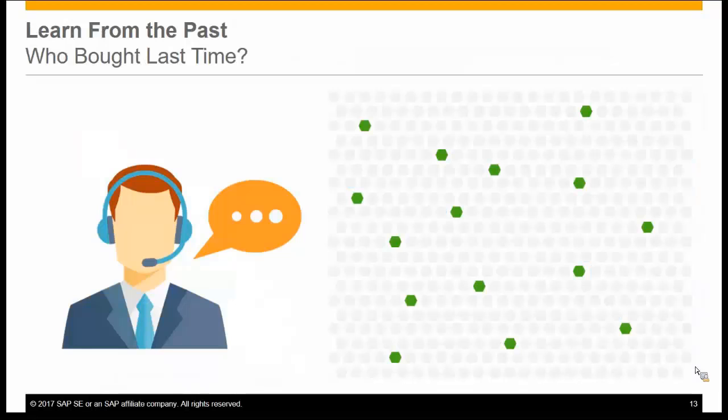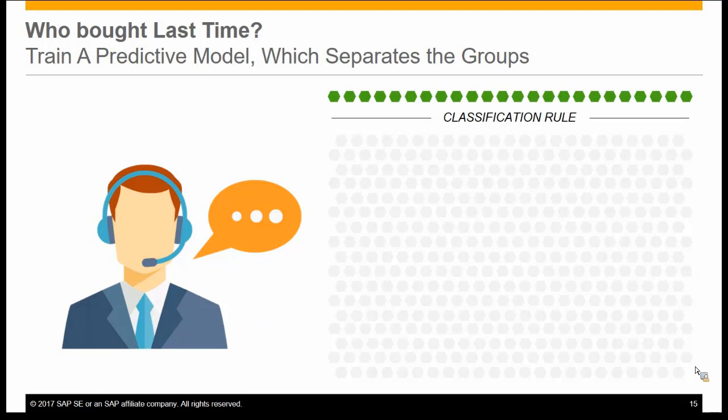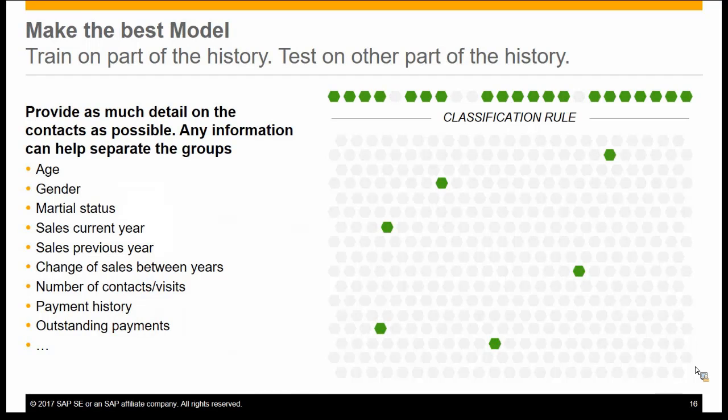The principle is you look at who did already buy that product in the past. These are the ones that are marked in green. Of course, that gives you 2 clear groups, people who did and who didn't buy. And now predictive analytics comes in, trying to separate these two with a classification rule. Once the rule is found, you can apply it on the people that you have.